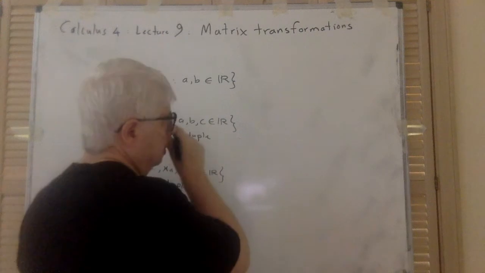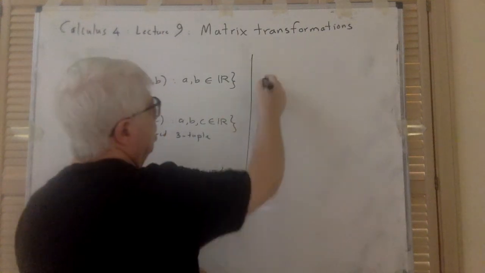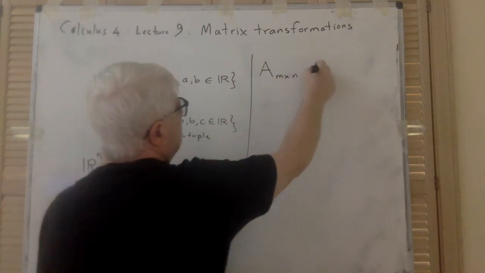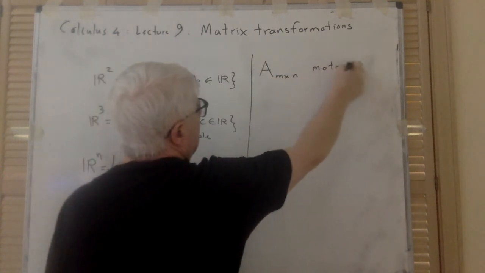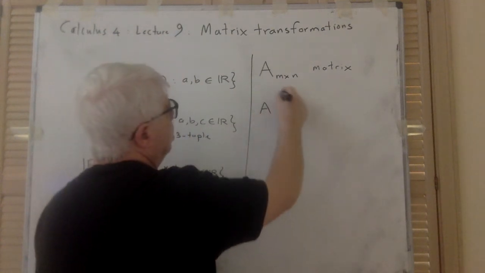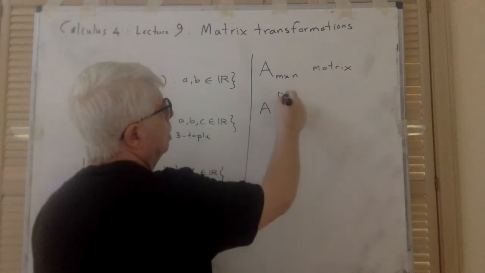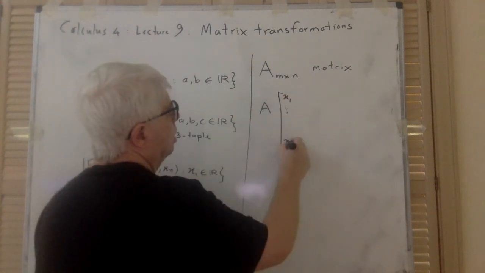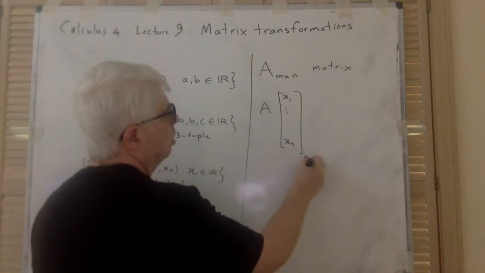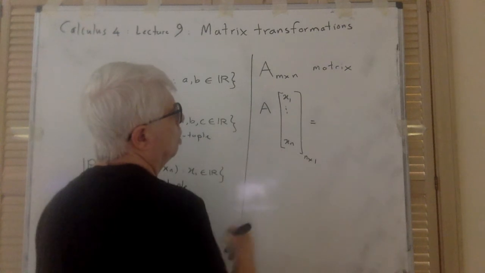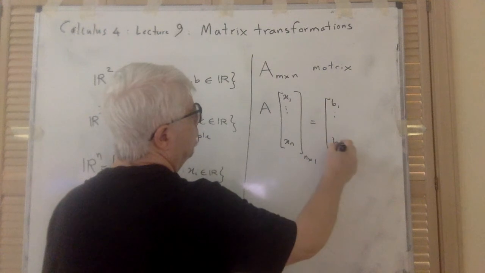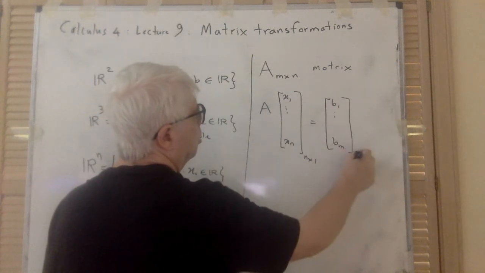So let's take an n by n matrix A. If I multiply A by a vector which has n entries, see this is n by n and this is n by 1, I will get a vector b1 up to bm, m by 1.